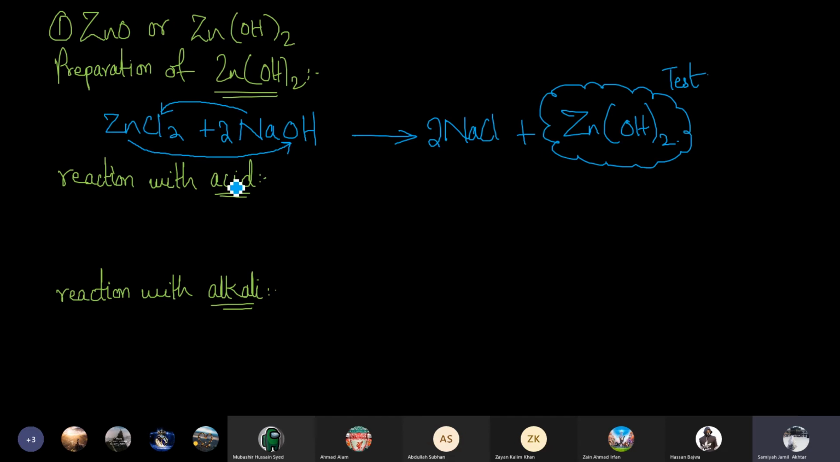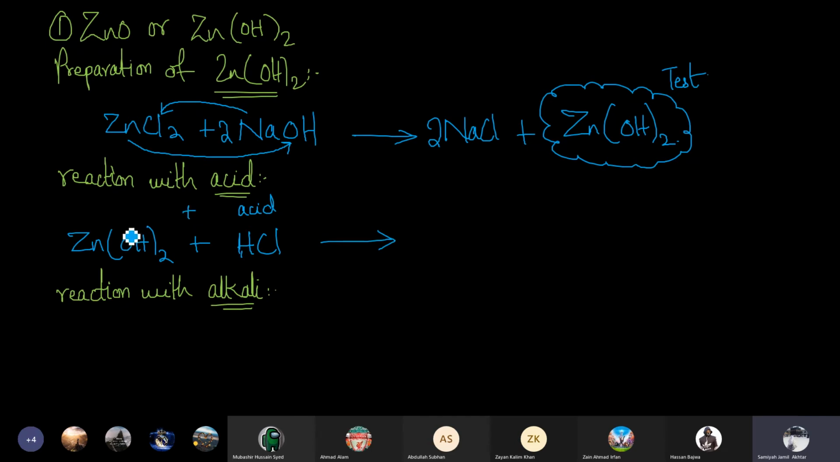So first we will do its reaction with acid to test it, then we will do its reaction with alkali. If it reacts with both of them, it means that it's amphoteric in nature. So for the reaction with acid, we will take zinc hydroxide and any acid. Let's take HCl, because it's simple.